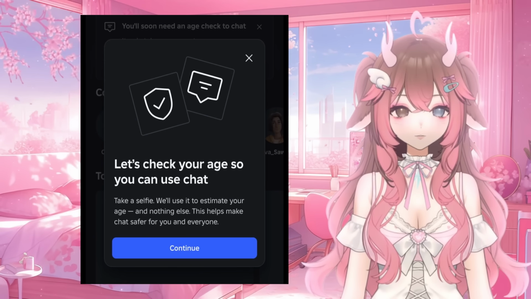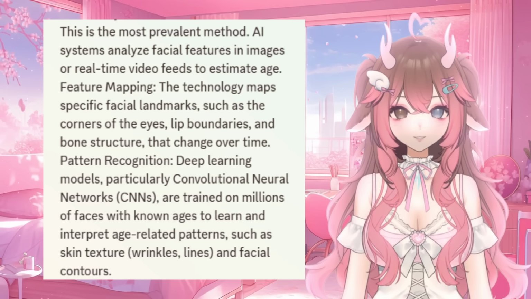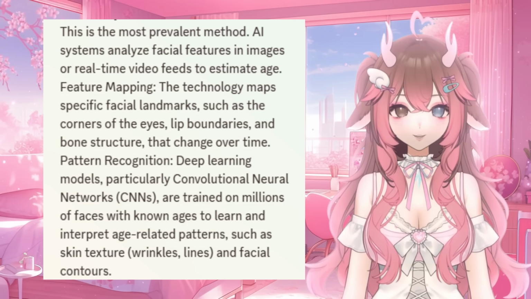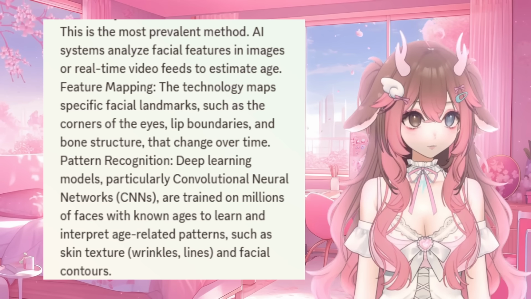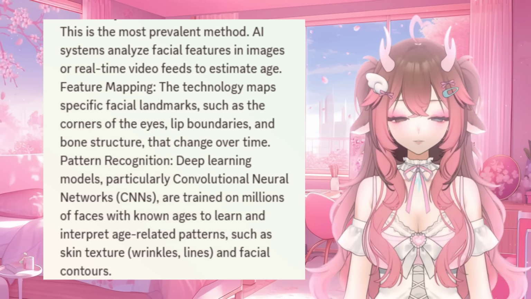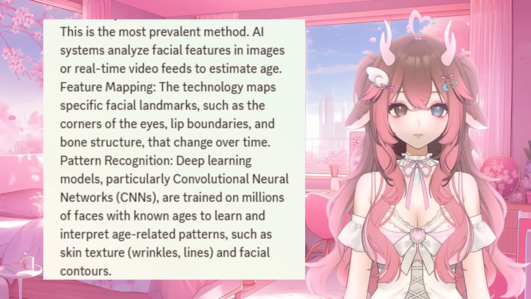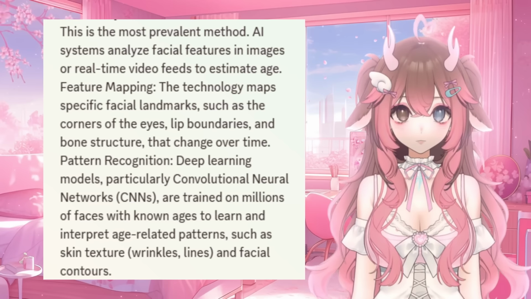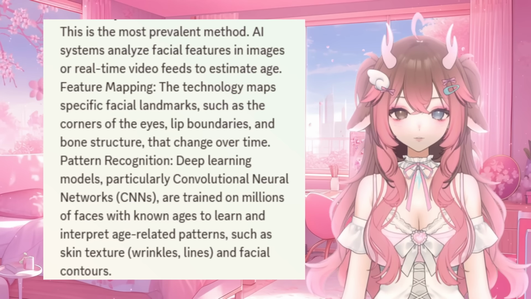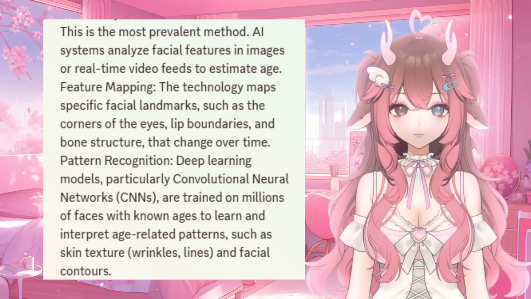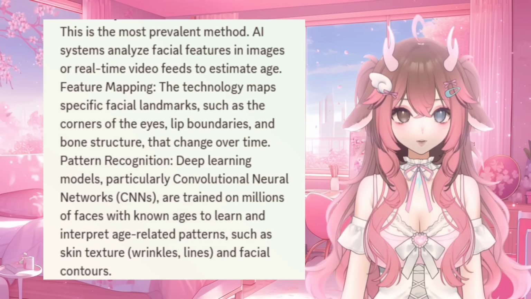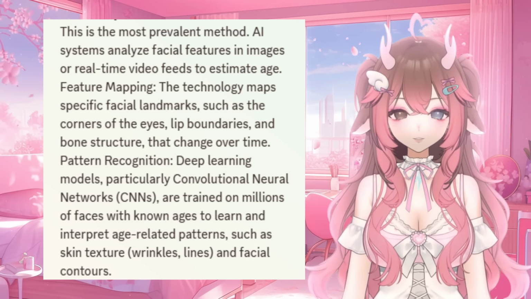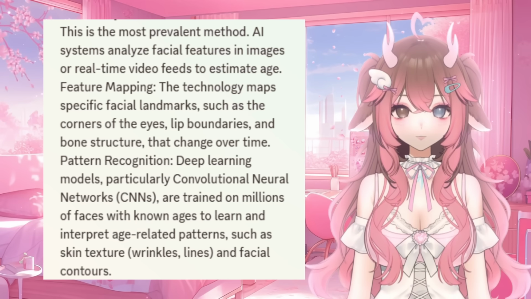So I grabbed this little definition from an article, and it reads, "This is the most prevalent method. AI systems analyze facial features in images or real-time video feed to estimate age, and it uses something called feature mapping." Feature mapping is where the technology maps specific facial landmarks such as the corners of the eyes, lip boundaries, and bone structure that change over time. It also conducts pattern recognition, which means deep learning models, particularly convolutional neural networks, CNNs, that's a big word, are trained on millions of faces with known ages to learn and interpret age-related patterns such as skin texture, wrinkles and lines, and facial contours.